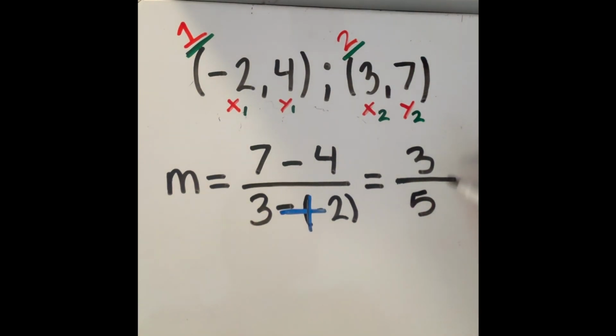We cannot simplify this because neither of these numbers have any factors in common, so we just leave that as 3/5. I'll circle that in light green, and that is our final answer.